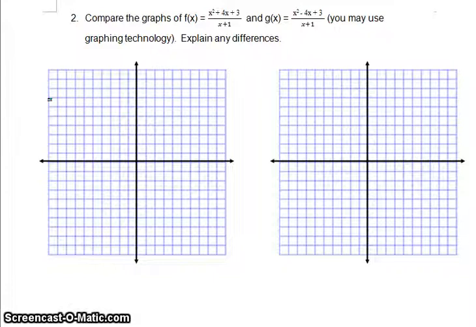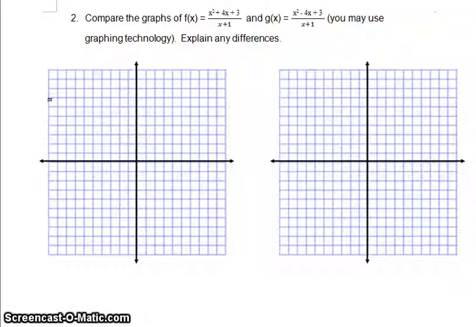Okay, so in question number 2 here, we need to compare the graphs of f of x is equal to x squared plus 4x plus 3 divided by x plus 1. And then we also have g of x, which is x squared minus 4x plus 3 divided by x plus 1. And so once we graph these, we should talk about any differences or even maybe some similarities that we can see between these graphs.